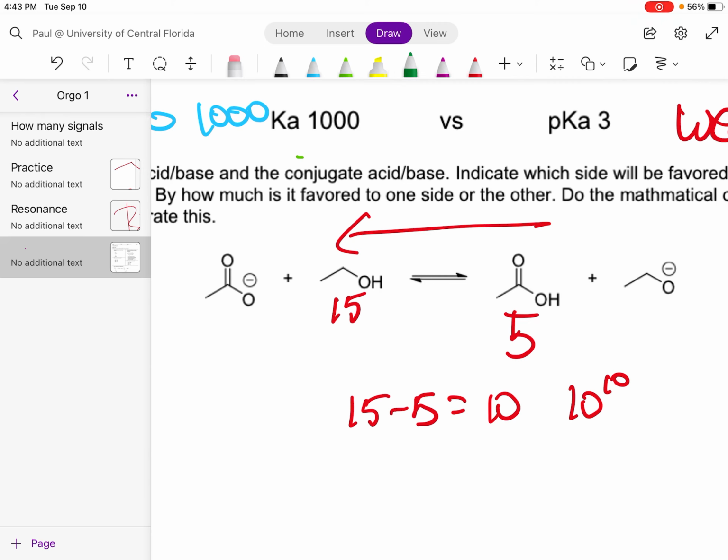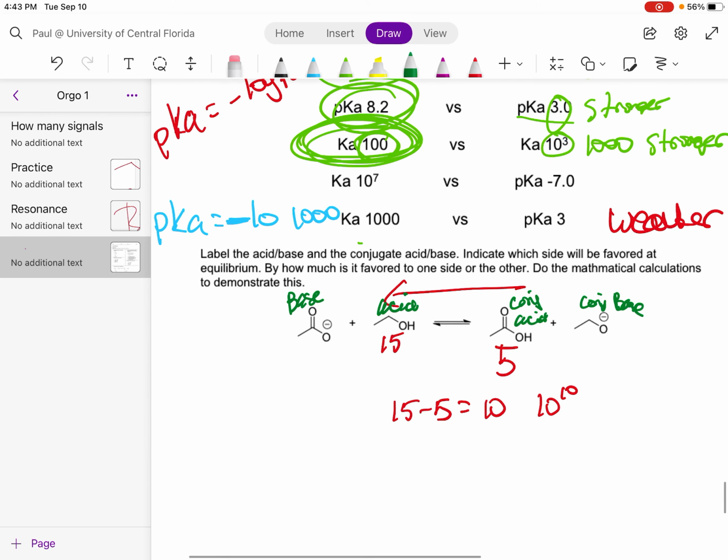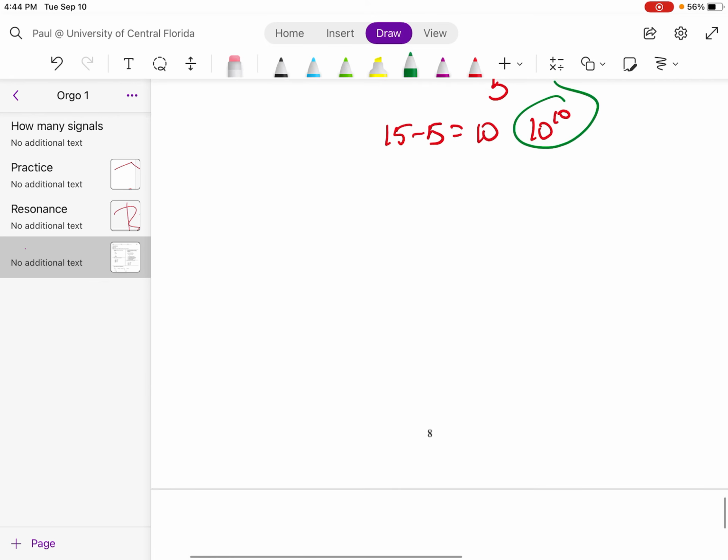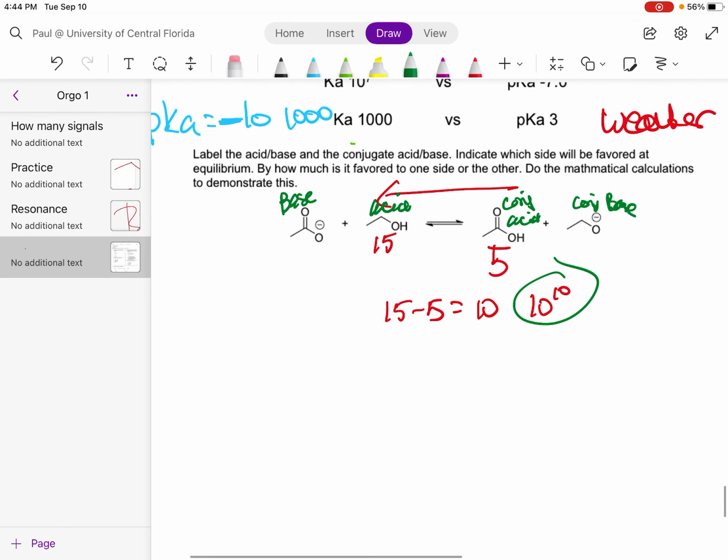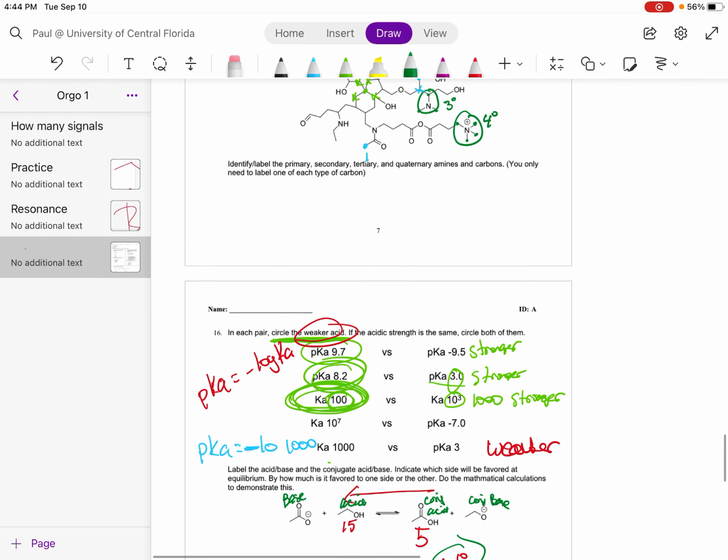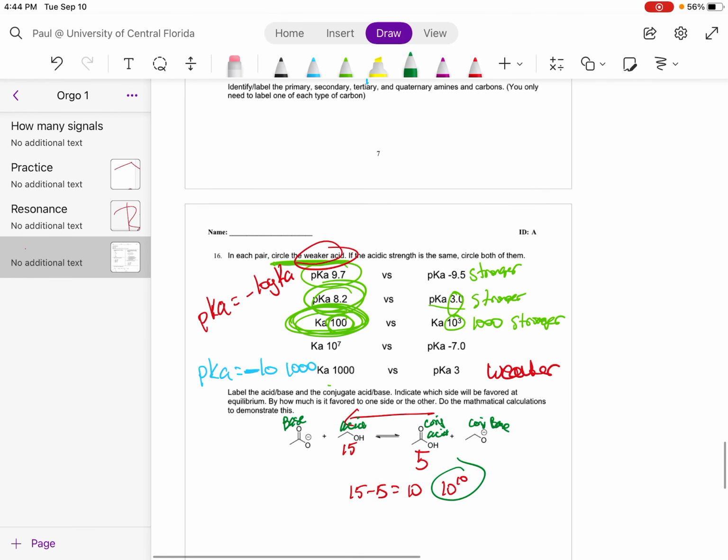It also asks us to find, this would be our base, our acid, conjugate acid, conjugate base. Do the mathematical calculation. We already did that, so we answered that question. Okay. So I think that addresses that issue right there.